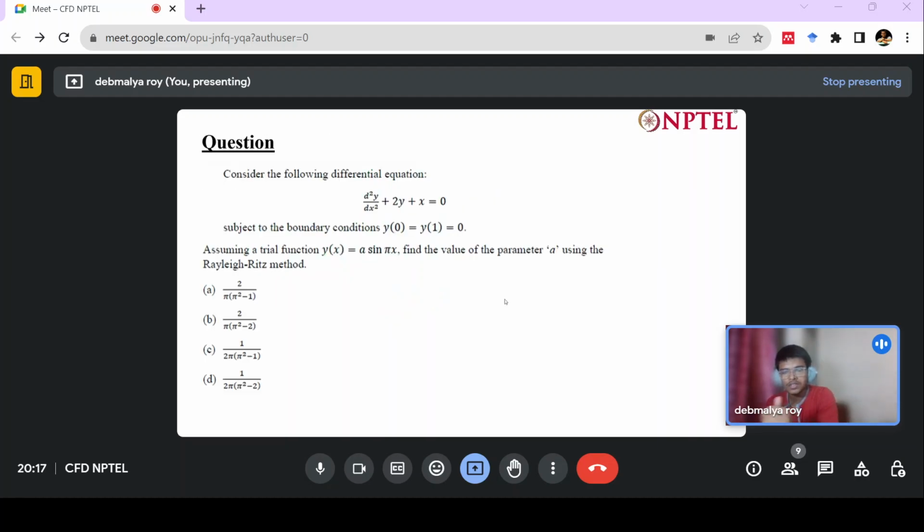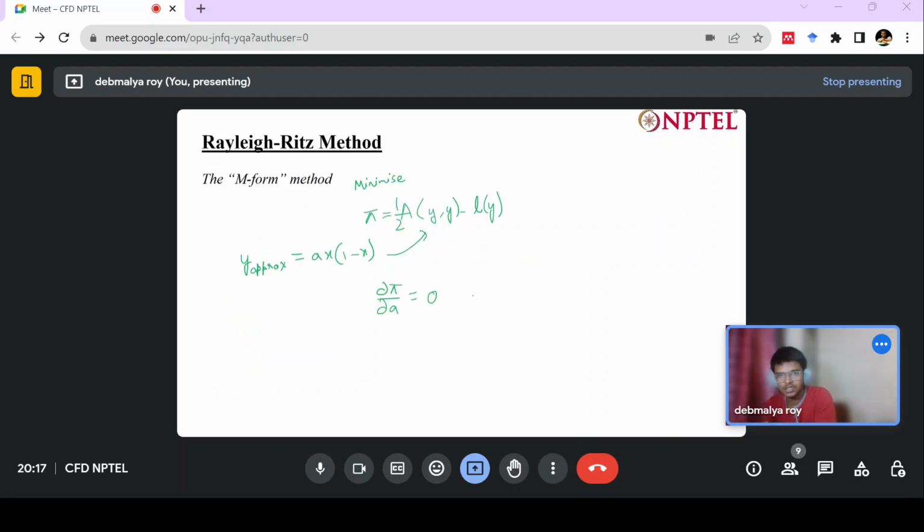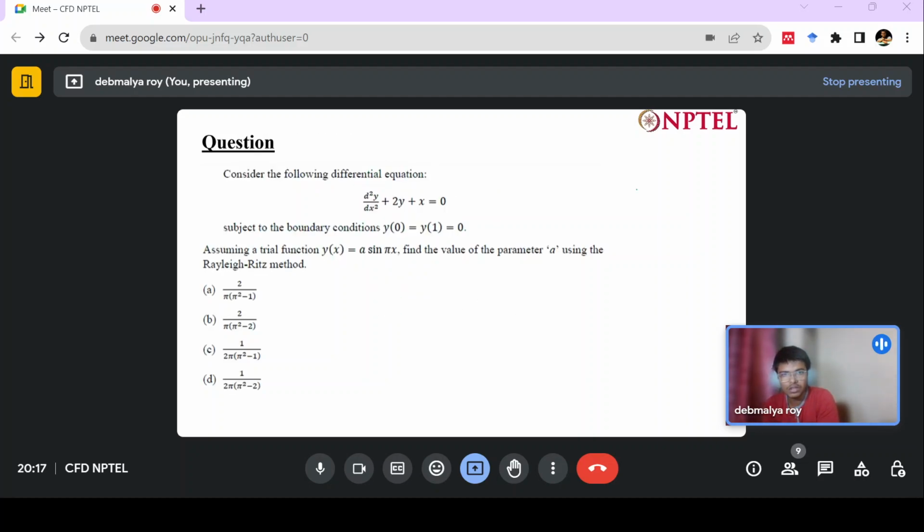Again we have the same equation. Now we have to use this Rayleigh-Ritz method that we just discussed. For that we first have to find this A and L. So let's take this equation and try to find this A and L.